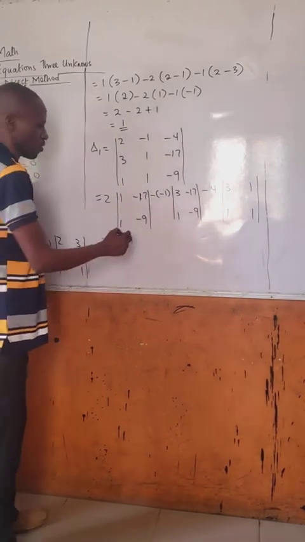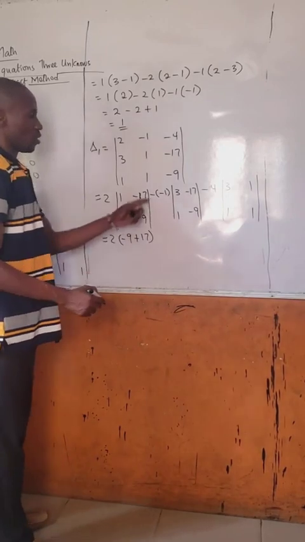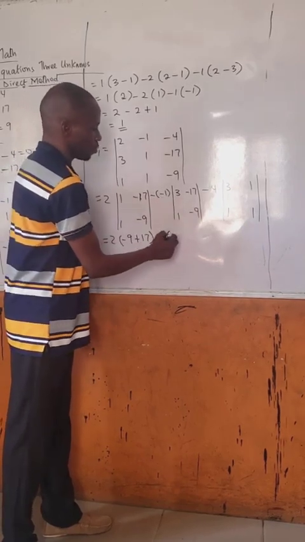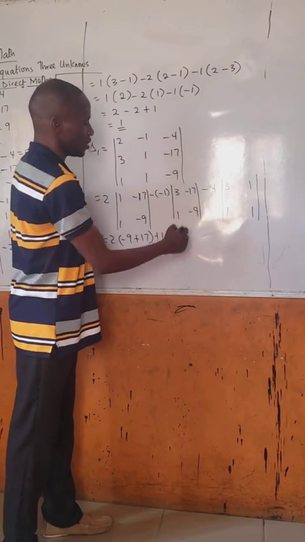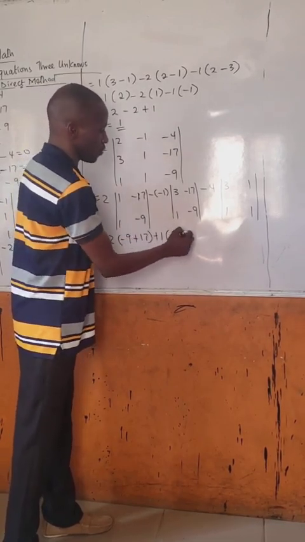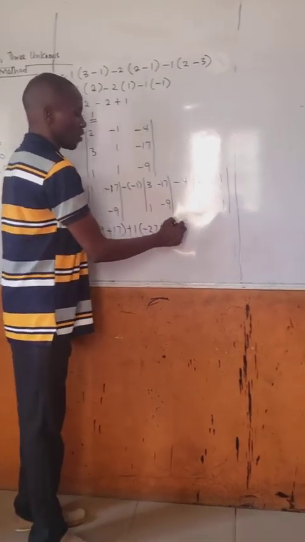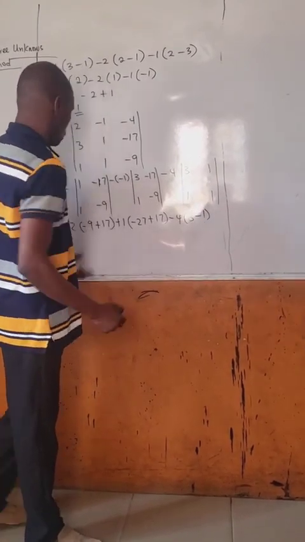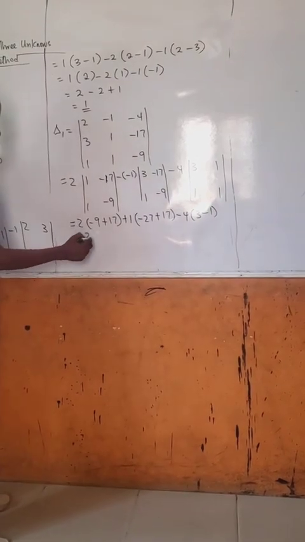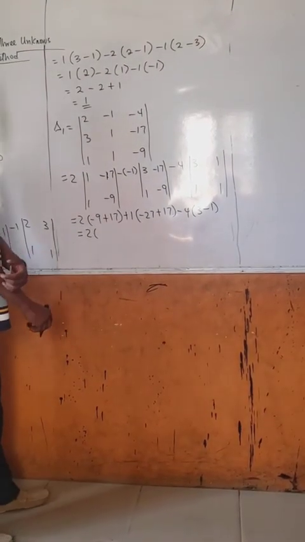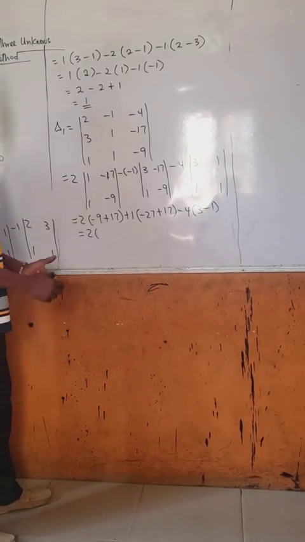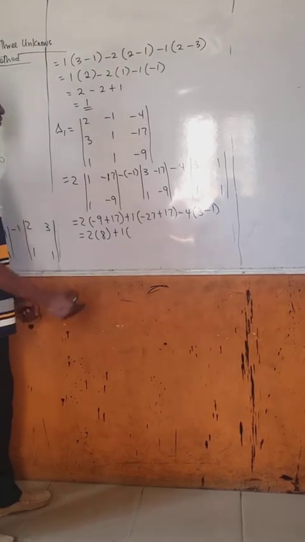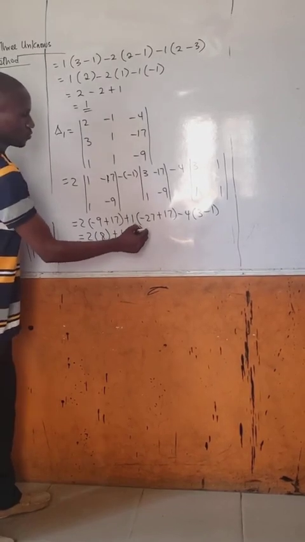So 1 times this will give us plus 17. Minus times minus gives us plus. 1 into minus 9 times that is minus 27. Multiplying this, we introduce a minus sign. This gives us plus 17. This is minus 4. 1 times 3, 3 minus 1. So from here, we have 2 into minus 17 plus, minus 9 plus 17. That gives us 8. Plus 1 into minus 27 plus 17, that gives us minus 10.